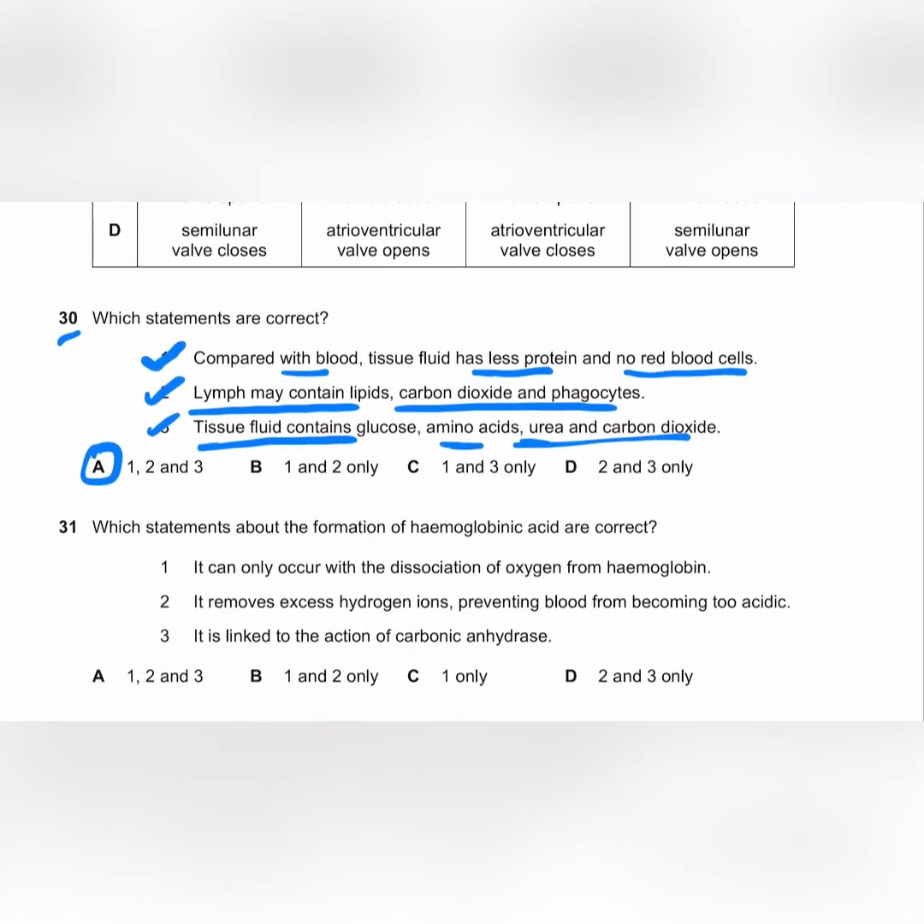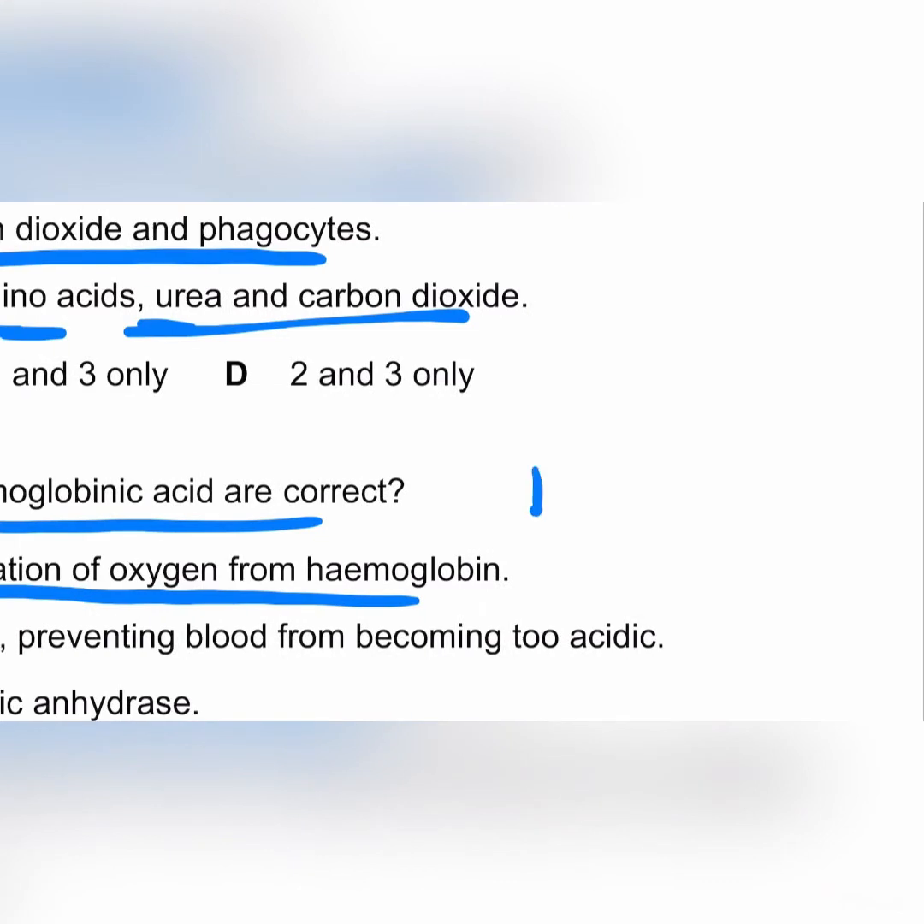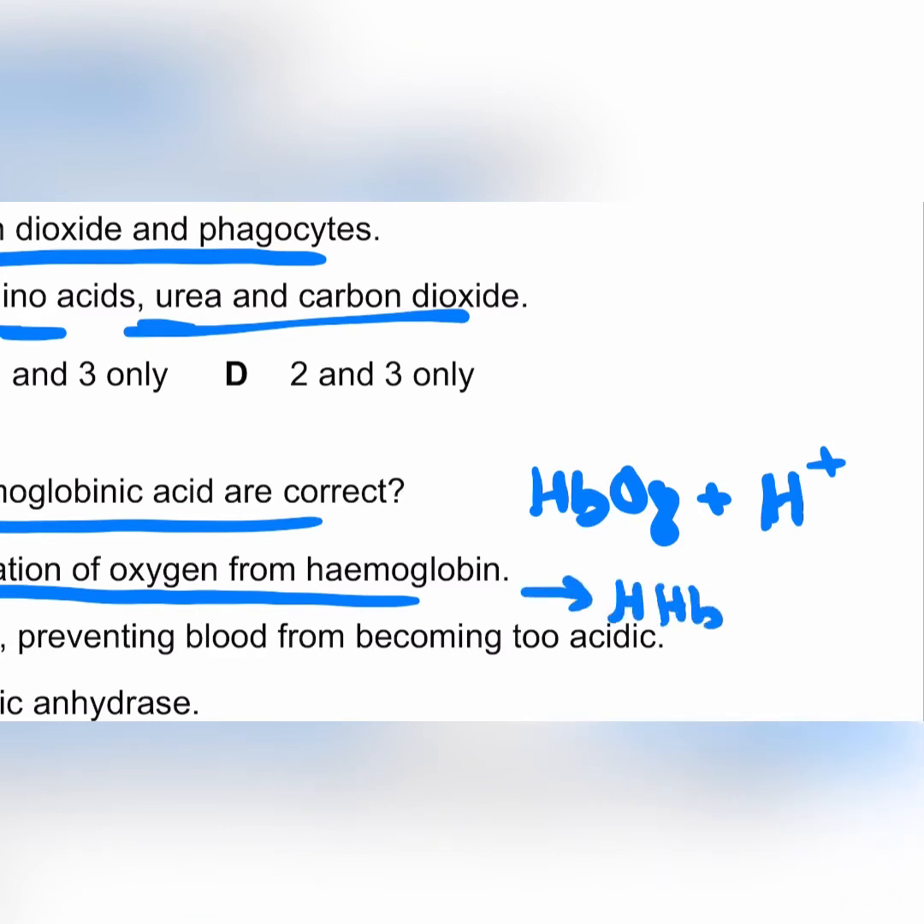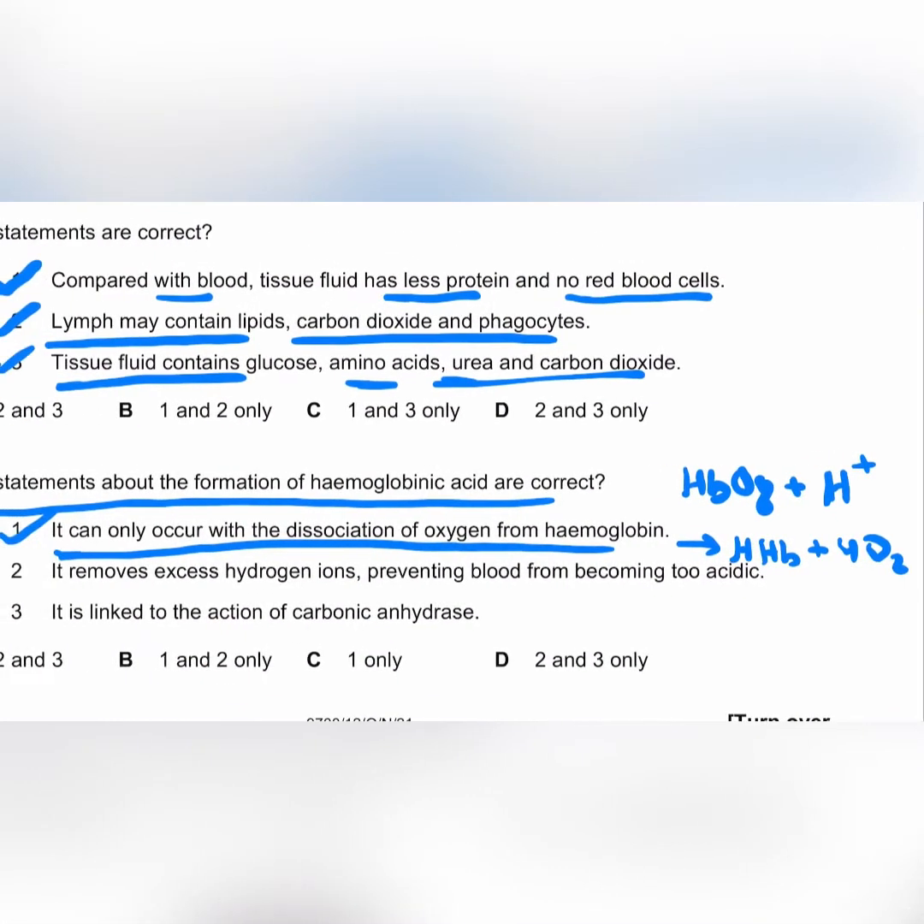Okay, MCQ number 31. Which statements about the formation of hemoglobinic acid are correct? It can only occur with the dissociation of oxygen from hemoglobin. This is true. For hemoglobinic acid to form, oxygen must dissociate from the hemoglobin. Right now we have oxyhemoglobin, hemoglobin to which oxygen is attached, and this is hydrogen ion. So for hemoglobinic acid, that is HHb, for this acid to form, oxygen must leave the hemoglobin. So first statement is true.